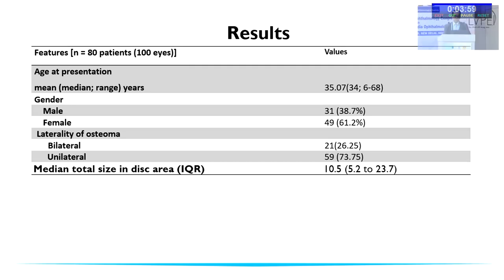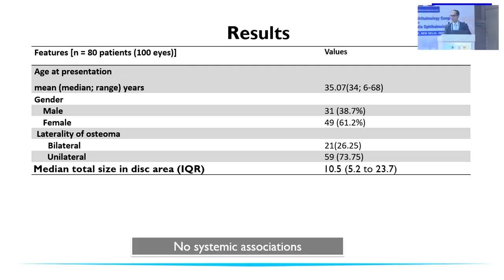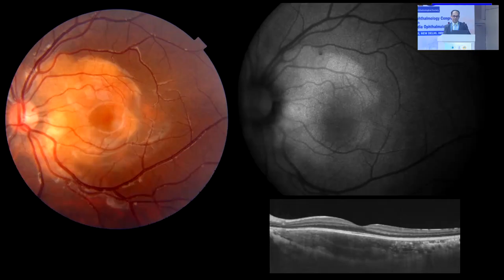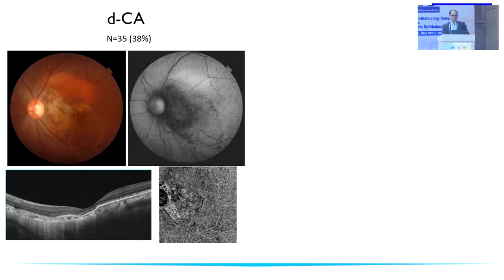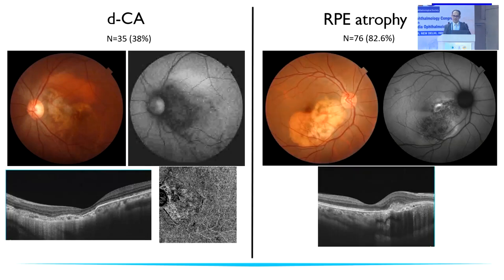Coming to the results, most of the patients were females and had unilateral involvement, but we did not find any systemic associations in any patients. So this is a case of uncomplicated choroidal osteoma. We can see that it looks kind of mildly hyperautofluorescent on autofluorescent imaging without any CNVM or deossification. We saw deossification choroidal atrophy in almost 38% of eyes and RPE atrophy in 82.6% of eyes.